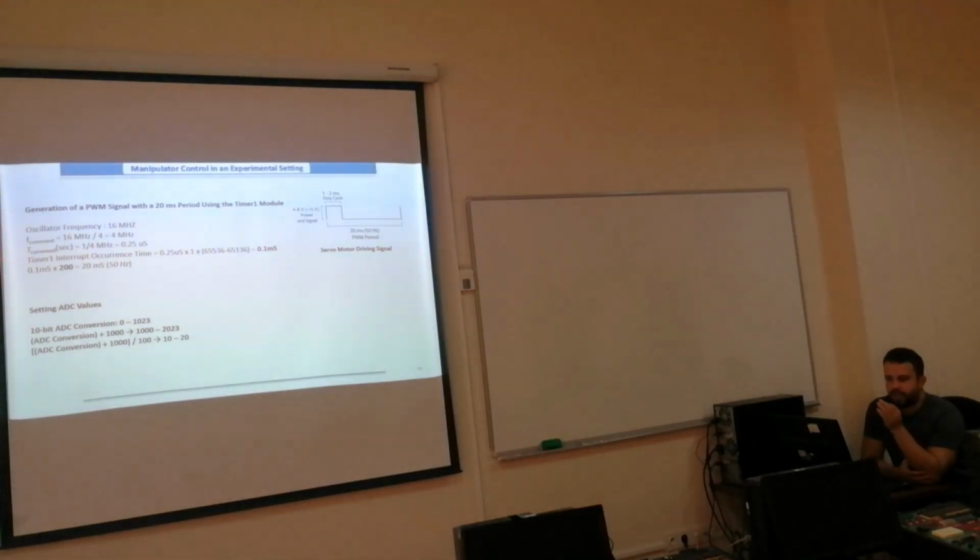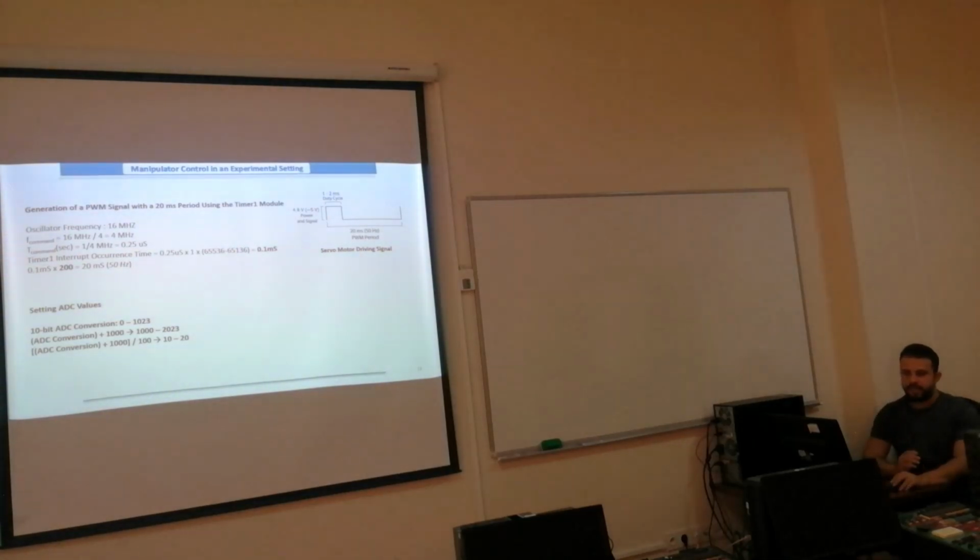Then we find F-cmd by dividing our oscillator frequency by 4. Then we calculate our interrupt occurrence time as 0.1 millisecond. Then this process will be repeated 200 times through coding to generate a signal with a duration of 20 milliseconds.